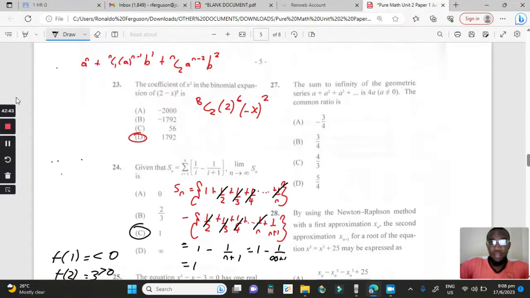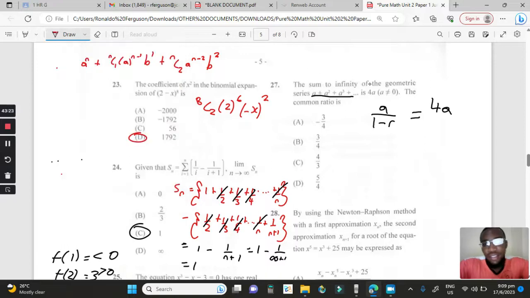Alright, so question 27 says that the sum to infinity of a geometric series is 4a, and we need to find the common ratio. So if we have the sum to infinity, remember sum to infinity is a over 1 minus r, and they say the sum to infinity is 4a, and the first term is a. So we need to find what the common ratio is. Basically we need to transpose and find what r is. What is the value of r?